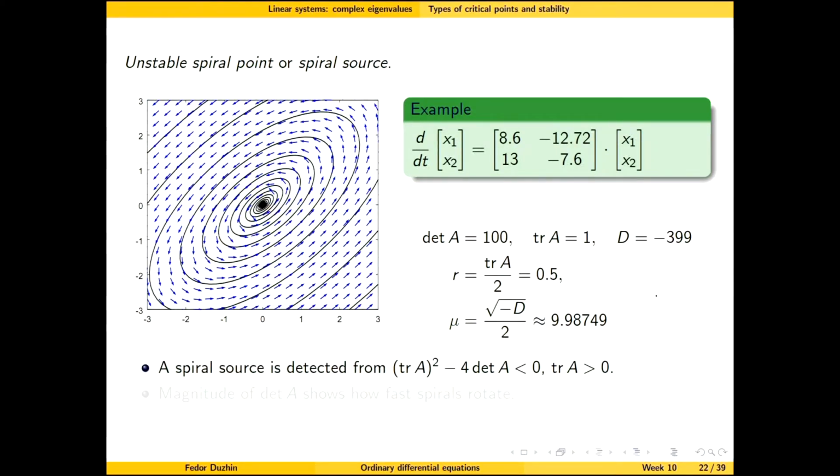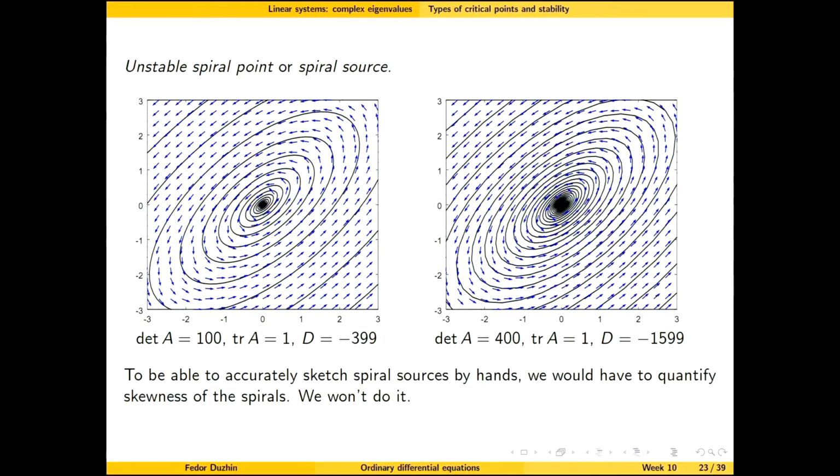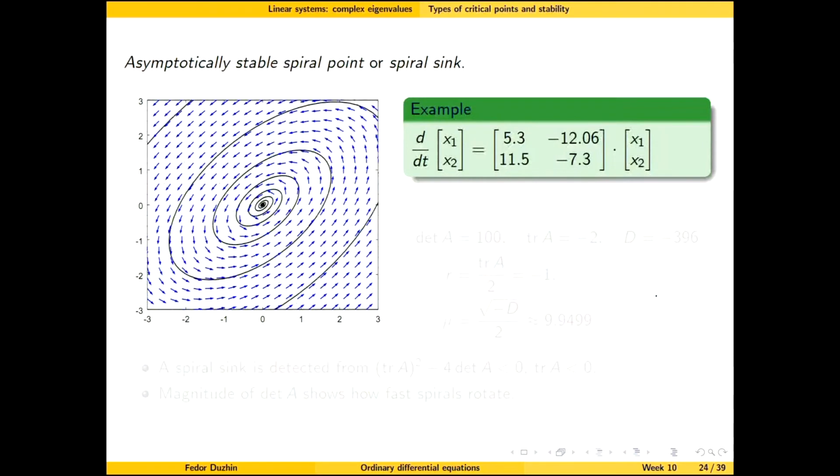Well, then the magnitude of the determinant kind of shows how fast these spirals rotate, and the magnitude of the trace shows how quickly they drift away from the origin. These are just two examples, and again, to be able to accurately sketch spiral sources by hand, we would have to quantify the skewness and the speed of rotation, but we are not going to do it. I don't think it's very necessary. So let's just look at some more examples.